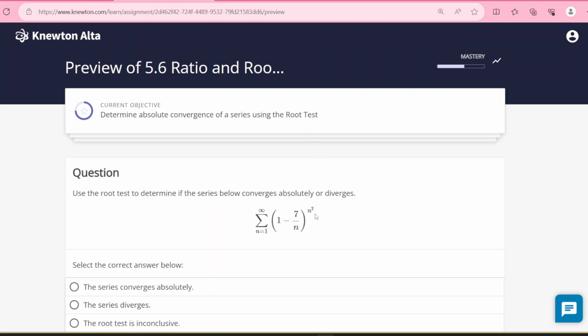And see this power. Now it's not to the nth power, but it is an expression, to a power involving n. The terms that we're adding up here look like (1 minus 7 over n) to the n squared power. So, power everything to some variable power, indicating that the root test might be a good idea. And use the root test to determine if the series below converges or diverges.